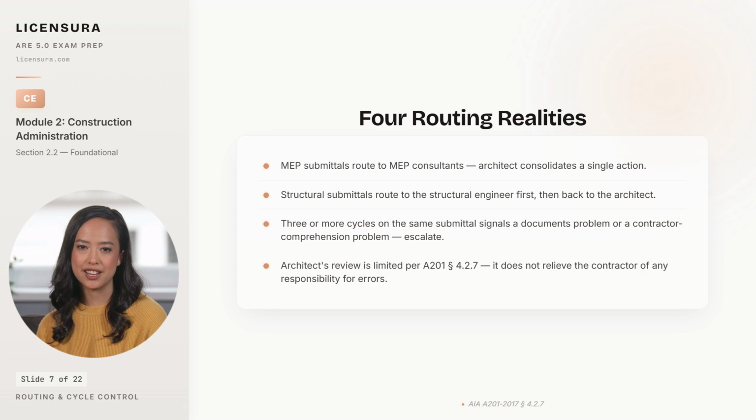And the third reality, written straight into A201 Section 4.2.7, is that the architect's review is for the limited purpose of checking conformance with the design concept. It never relieves the contractor of responsibility for the submittal's accuracy. Pulling the 8 steps and the routing together leaves you with one rule that holds the liability line.